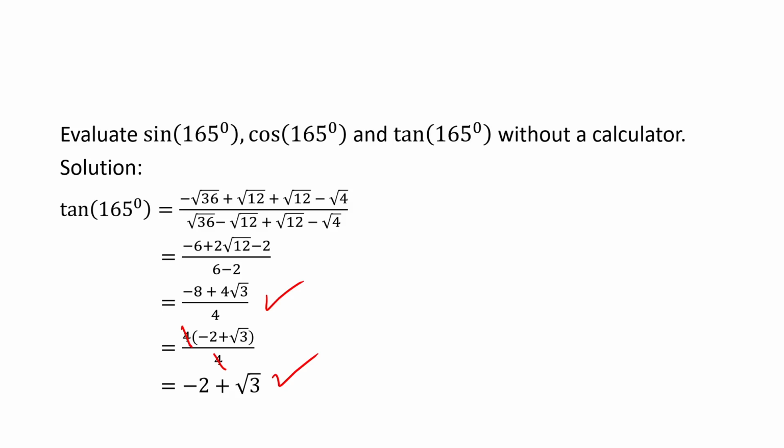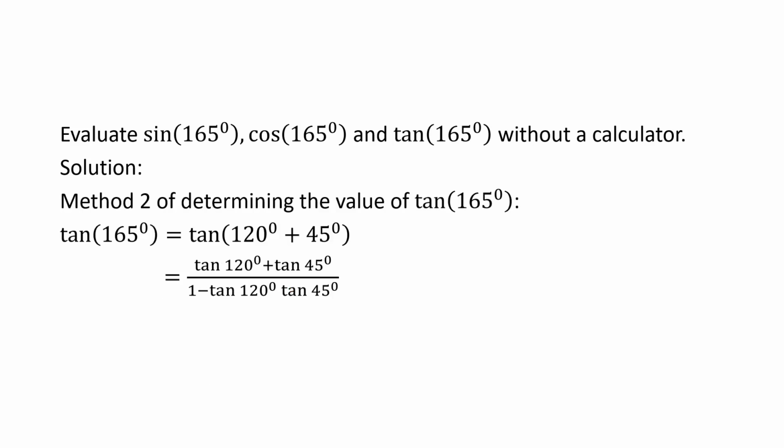Well, earlier I said that's method 1. You might be wondering, what's method 2? Well, method 2 is a little bit more direct. We just use our compound angle formula. The tan of 165 degrees is the tan of 120 degrees plus 45 degrees. The tan of a plus b is tan a plus tan b over 1 minus tan a tan b. So we have the tan of 120 plus the tan of 45 over 1 minus tan of 120 tan of 45.